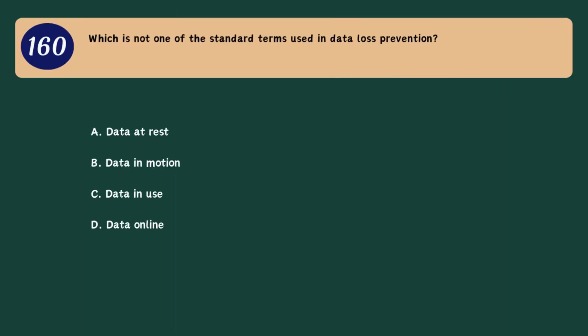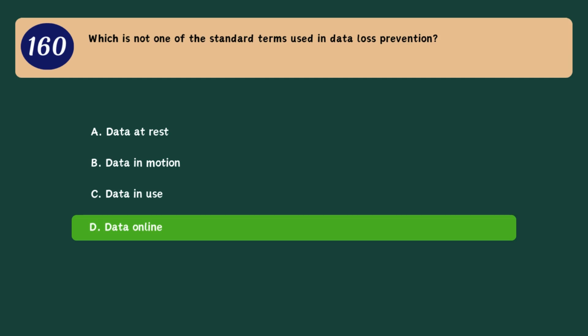Question 160. Which is not one of the standard terms used in data loss prevention? A. Data at rest. B. Data in motion. C. Data in use. D. Data online. Correct answer: D. Data online.